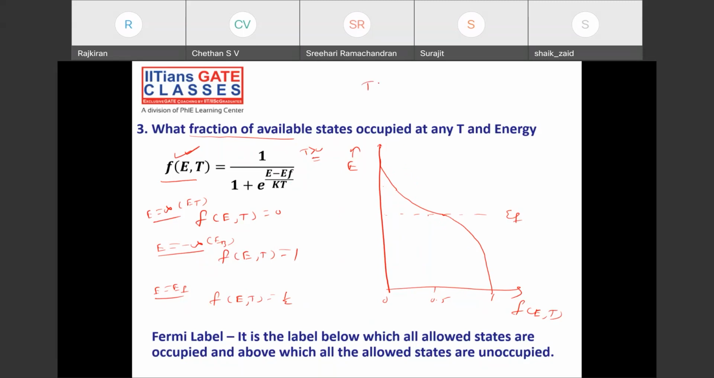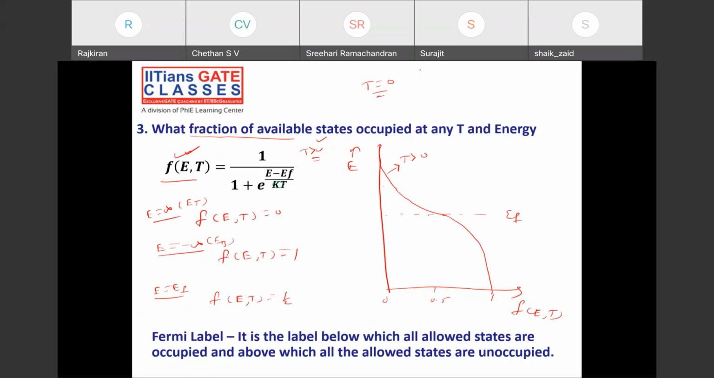Suppose T is equal to 0. This is what I plotted for T greater than 0. So if I want to plot the same thing at T equal to 0, how will it be? At T equal to 0, this is 0. If E is a little bit above EF, it will be 0.